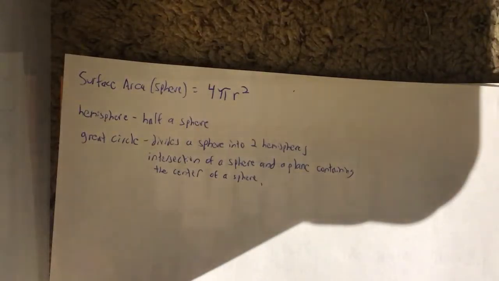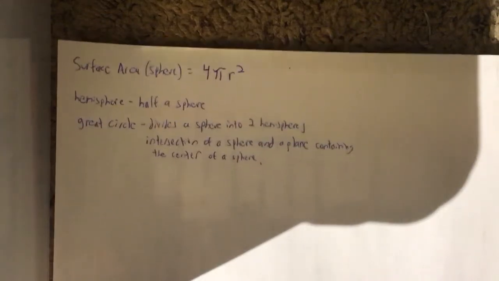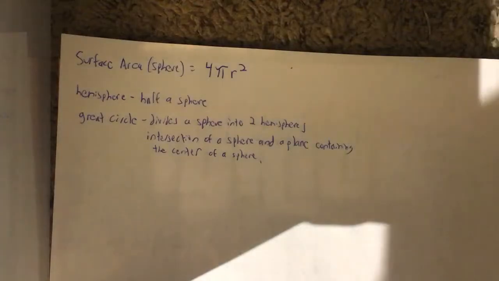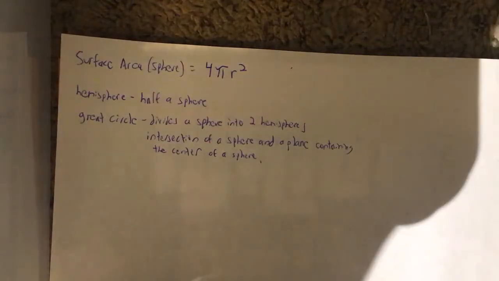When you get to higher level math, you'll learn more about great circles. It's basically like a diameter of a 2D figure, like a 3D great circle. There's an infinite amount of great circles for any sphere. So those are the things you need to know now. So we know the formula for volume of a sphere, surface area of a sphere, and then hemisphere, great circle.